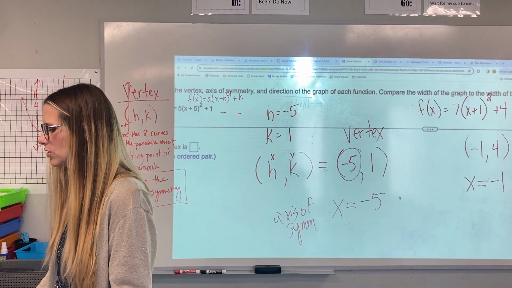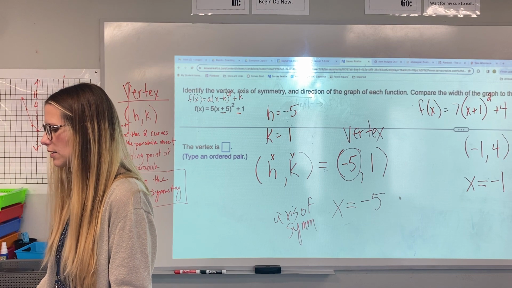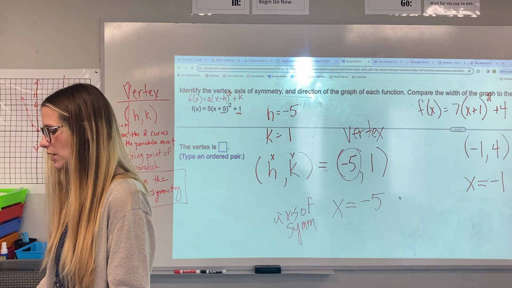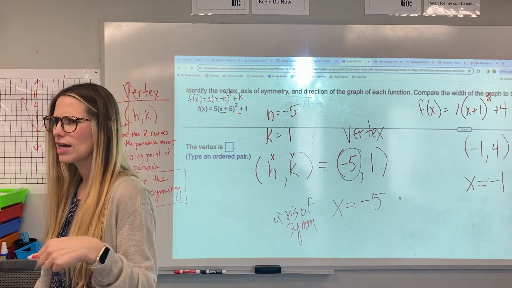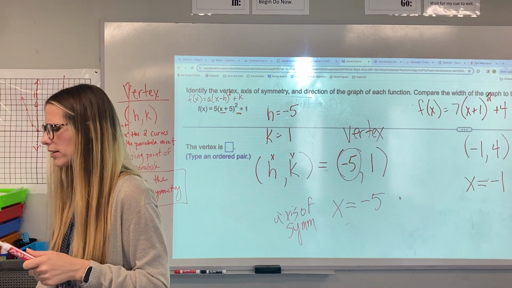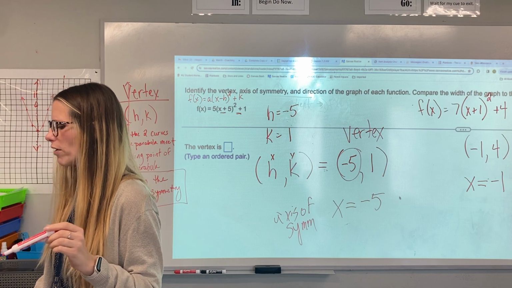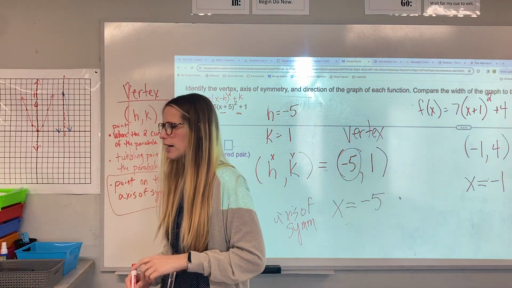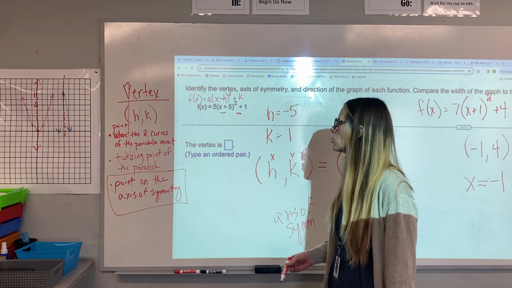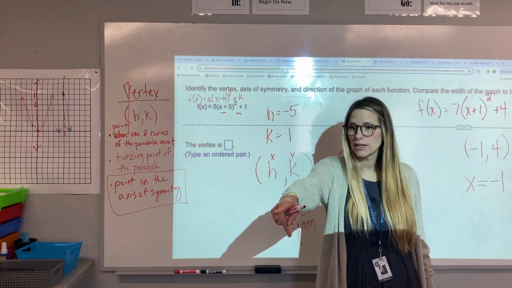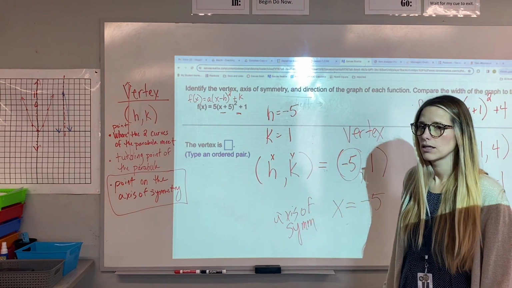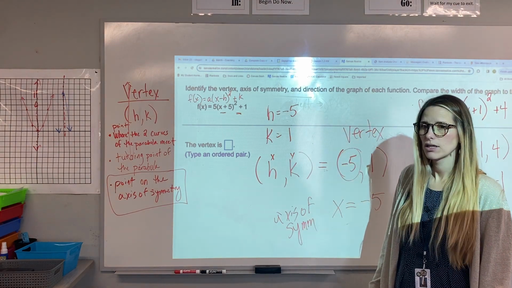Okay, now it says there are 4 things we need to do for this. It says, let's talk about the direction. The question after this is exactly the same question, so you'll just need to practice with that. The direction of the graph of the function, okay? Is it going to be a happy parabola or a sad parabola? What makes it sad? What's negative?